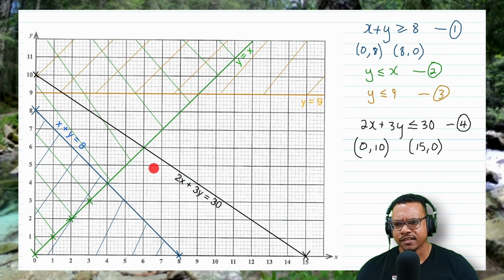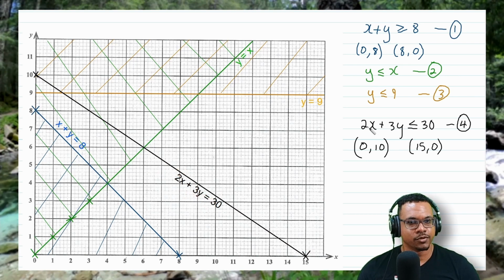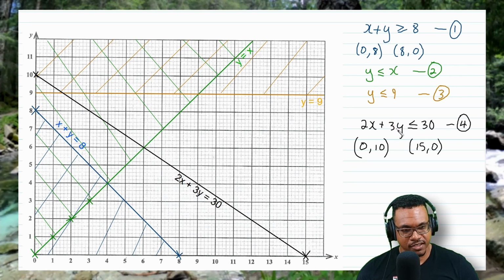So here I have my line that 2x plus 3y is equal to 30. So I'll label it 2x plus 3y is equal to 30. So this will be the line for the inequality 2x plus 3y is less than or equal to 30. So here we have less than or equal to 30. So we have the y on this side. That's important that the y be on this side and is less than or equal to 30.